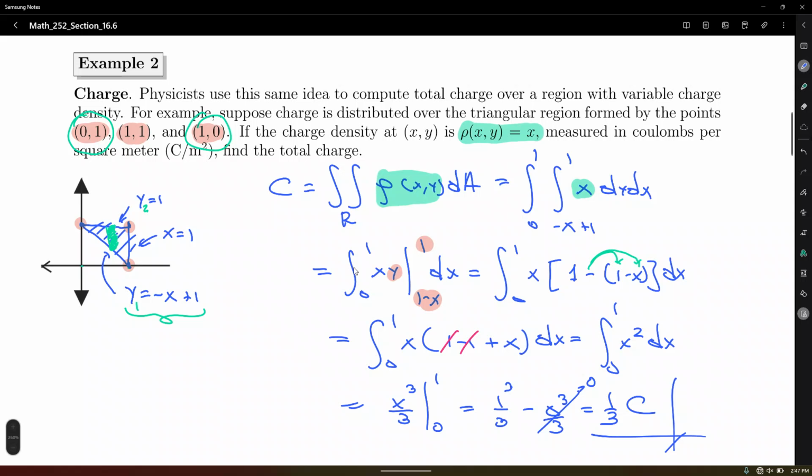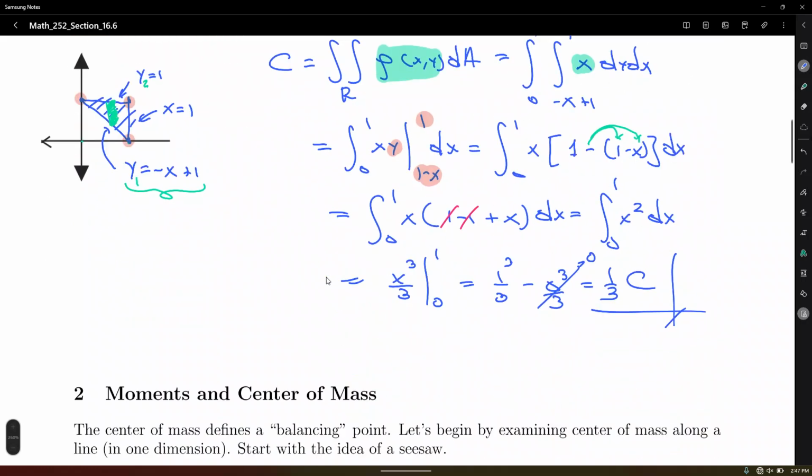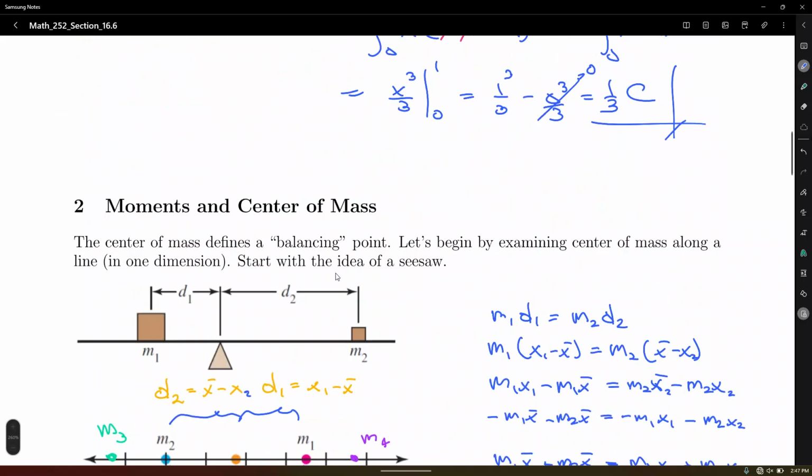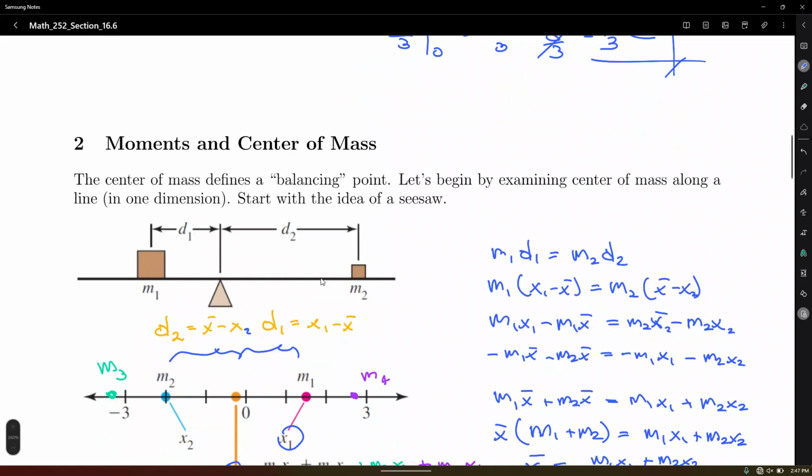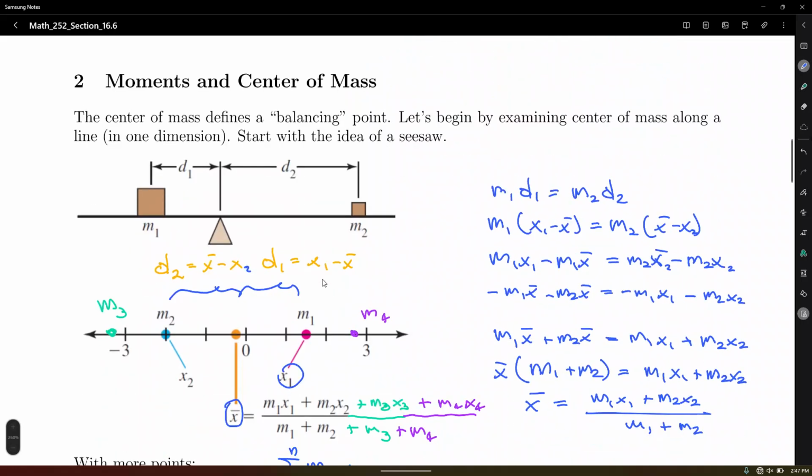All right, let's have a look at the next topic here. So what about moments and centers of mass? Well, the center of mass defines a balancing point. For instance, we can think of this seesaw right here. It's a very classical example in physics, and also for our purpose, it's going to work very, very well.